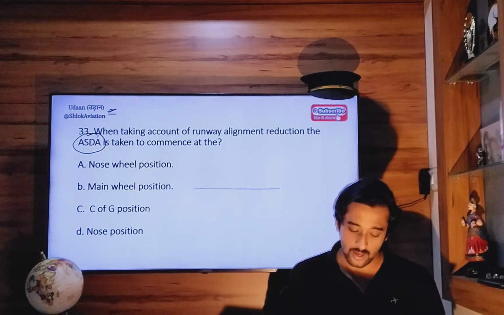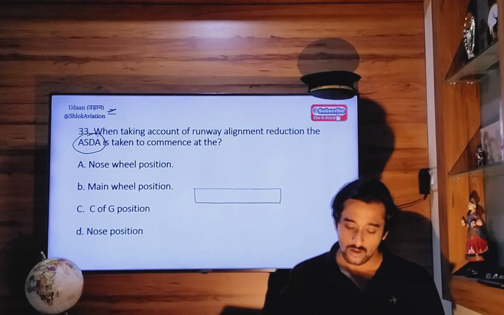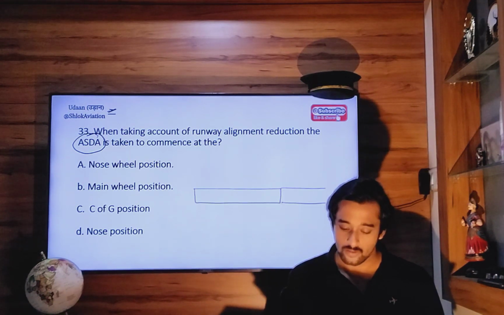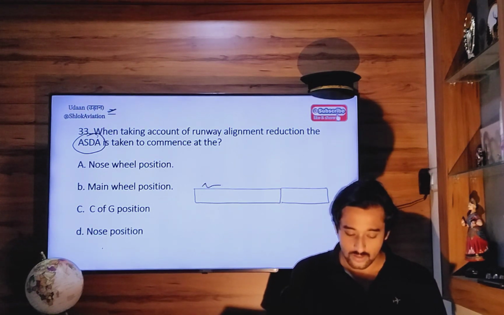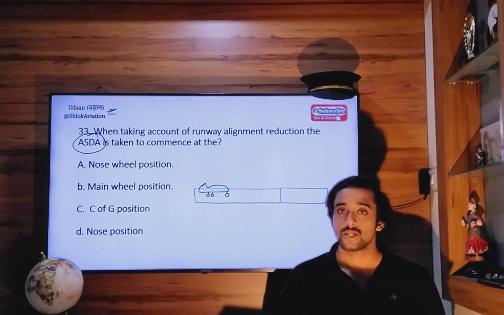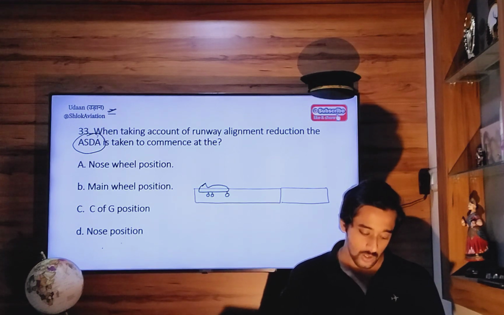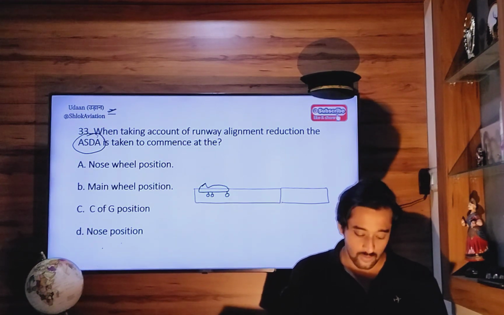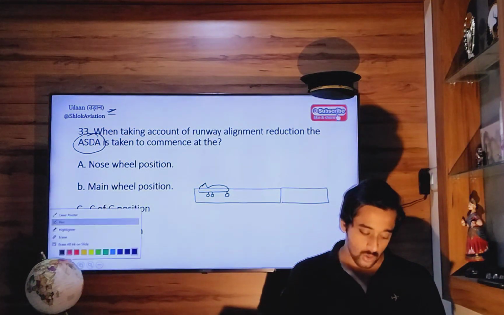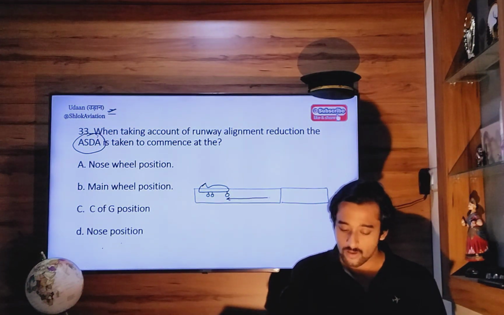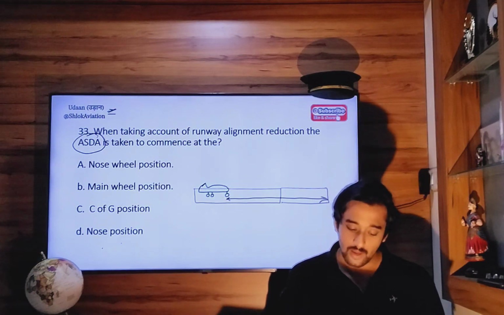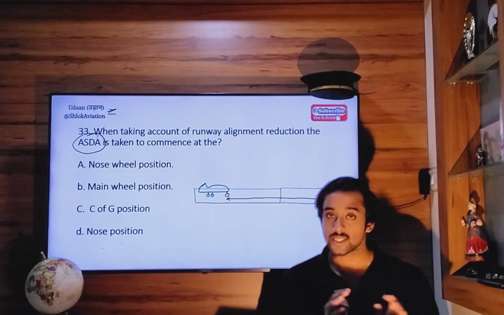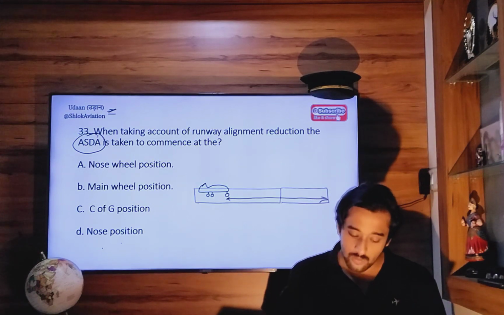So let's say this is your runway and this is your stopway. Here is your aircraft on the runway. This is the nose wheel. These are the main wheels. So the accelerate stop distance available measurement will begin from the nose wheel of this aircraft to the end of the runway. Okay. So in order to calculate accelerate stop distance available, you will have to eliminate this much distance.